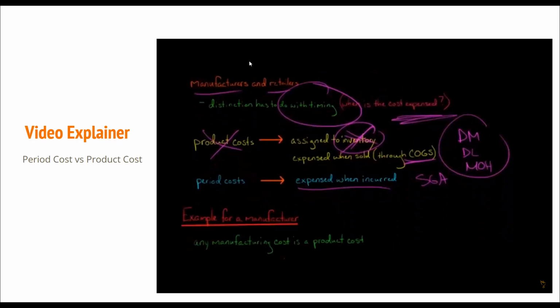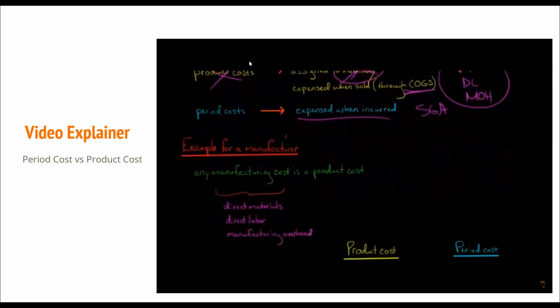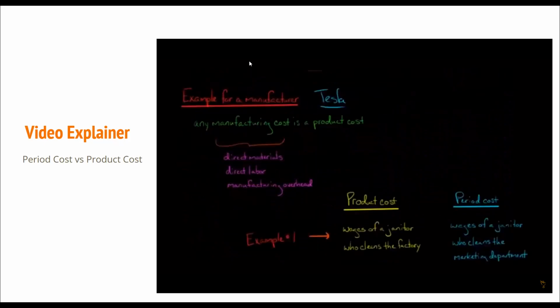So let's get in a little more depth with an example. We'll say we're doing a manufacturer. Let's say the company Tesla. Okay, Tesla is a manufacturer, so we're going to use them. And remember, I said any manufacturing cost is going to be considered a product cost: direct materials, direct labor, and manufacturing overhead. But let's get into some specifics. Let's do a couple examples.